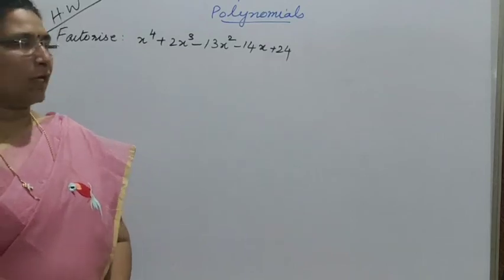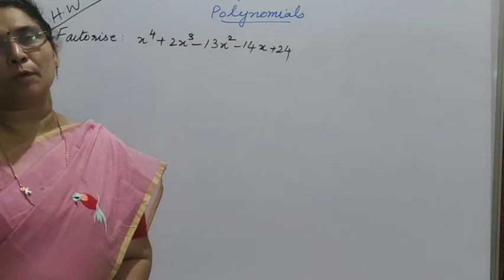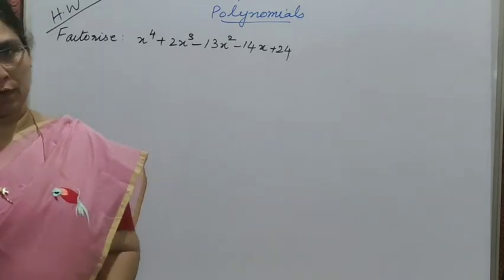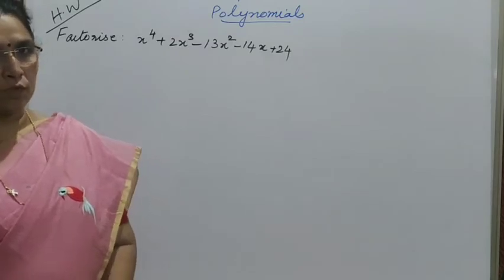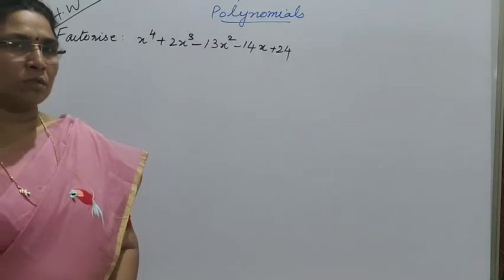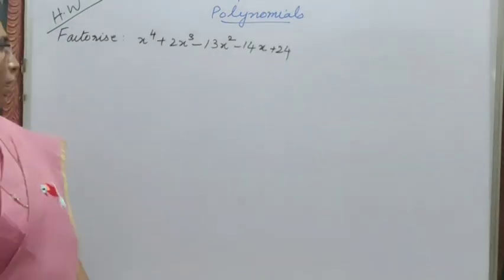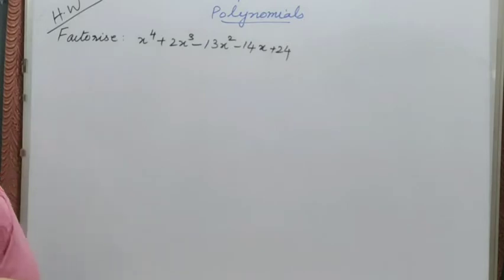To polynomials. Last class we factorized the cubic polynomial. Now we are giving a practice for 4th degree also. It is not in the syllabus, still it is an additional practice for you. If you do this one, you can easily do the cubic polynomial factorization. Now the question is, factorize x raised to 4 plus 2x cube minus 13x square minus 14x plus 24.